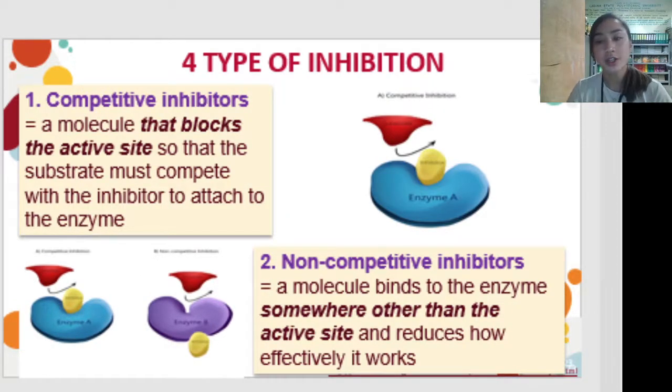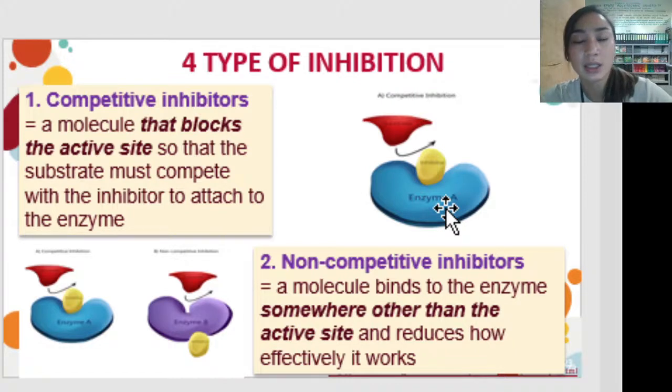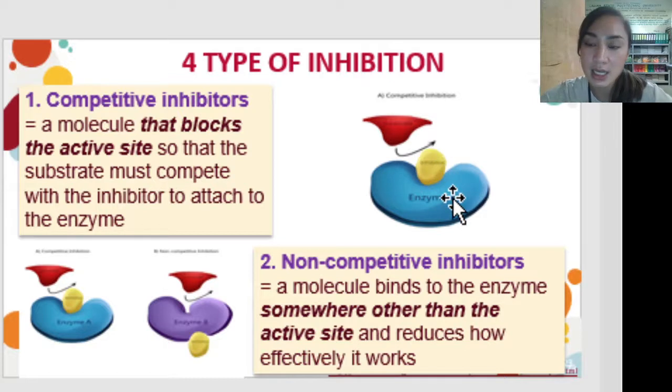Okay, so we have the first inhibitor, which is what we call competitive inhibitor. It's the molecule that blocks the active site. So, kung titingnan natin dito sa picture na to, ang inhibitor natin is the yellow one. The substrate is the red one. So, ang ginagawa ng inhibitor, totally, it will block the active site so that the substrate must compete with the inhibitor. So, meron ng complete blockage dyan. No? So, wala na talagang makakapasok na substrate. So, tendency, the enzyme will be inactivated kasi nga walang substrate. Okay? So, next is we have a non-competitive inhibitor.